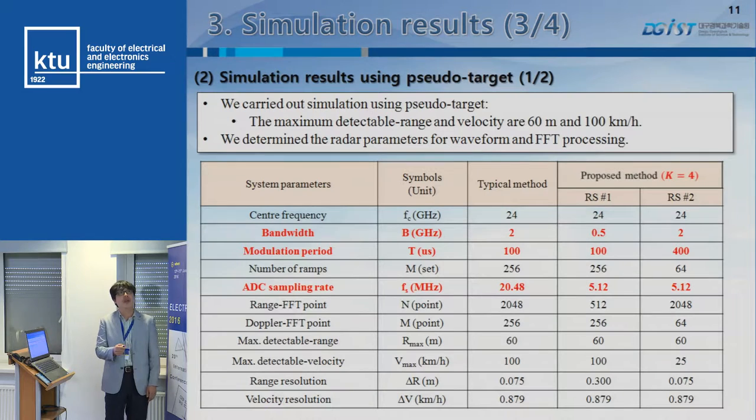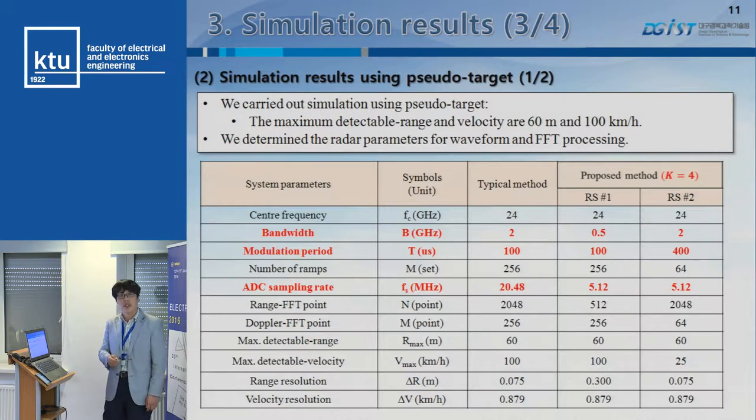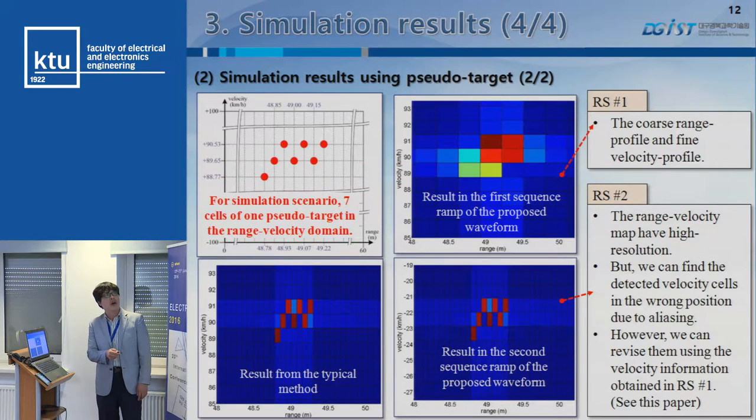We carried out simulation using a single target. The maximum detectable range and velocity are 60 meters and 100 km per hour. We determined the radar parameters for waveform and FFT processing as in this table. For the simulation scenario, we assume 7 cells, one single target in range and velocity domain. In the typical method result, we can find 7 cells. But in the proposed method, in the first ramp sequence, just a few cells are found. So, a coarse range profile and fine velocity profile.